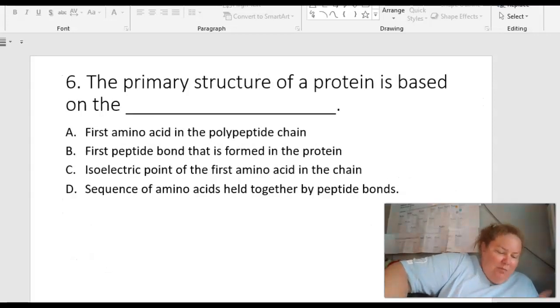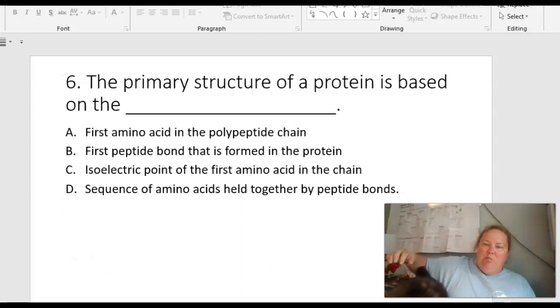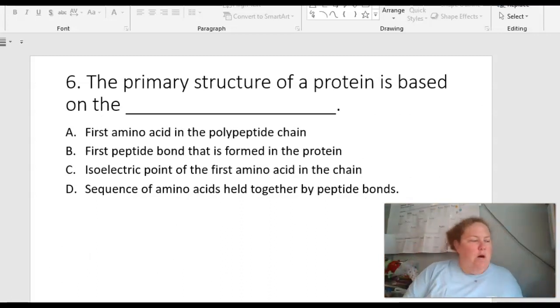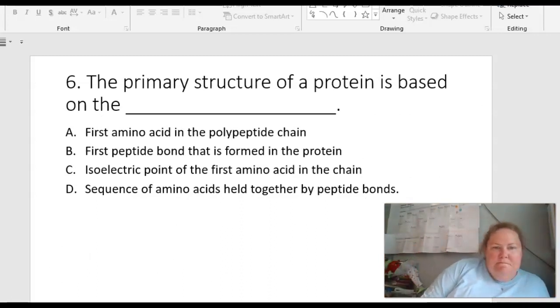Right. The primary structure of a protein is based on what? Remember in my story, just remember your P's. The peptide bond is in your primary structure, and these are going to hold the peptides together to make a polypeptide chain. So the correct answer would be D, the sequence of amino acids held together by peptide bonds.